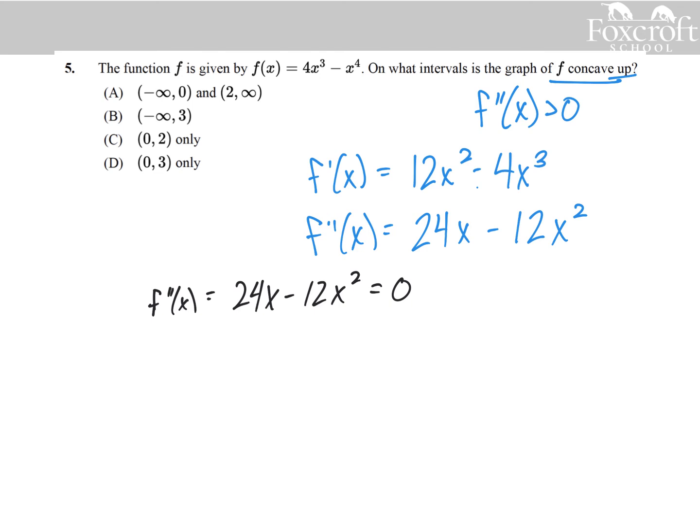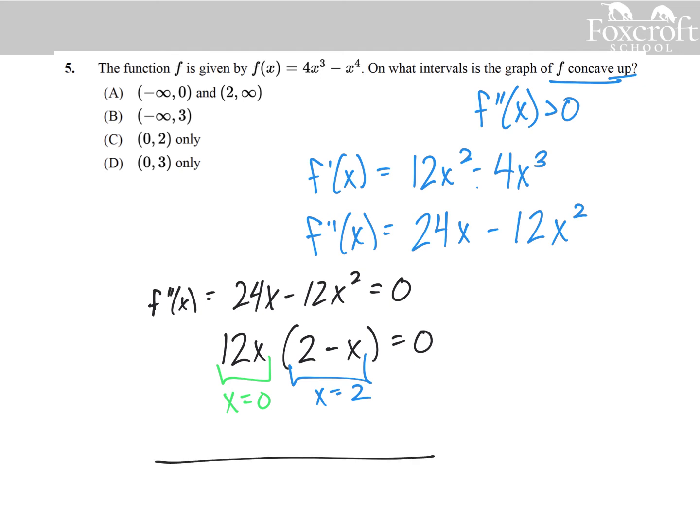I'm going to factor a bit, so I can factor out 12x. It's going to be a 2 minus x. This factor tells me x equals 0. This factor tells me x equals 2. So 0 and 2 are the possible cutoff points, but we don't know what happens in between those areas. So we can do some test points.